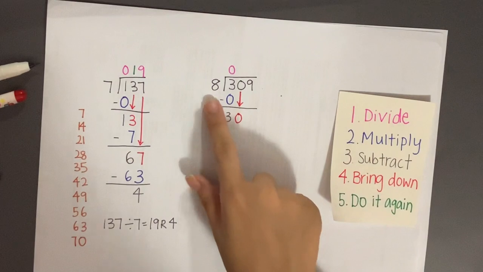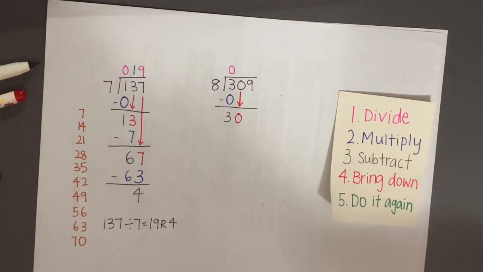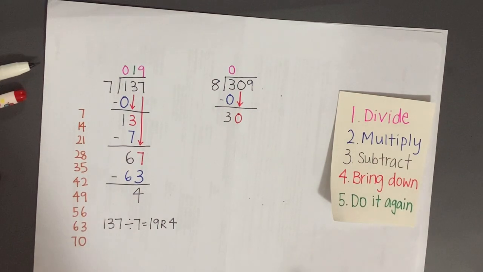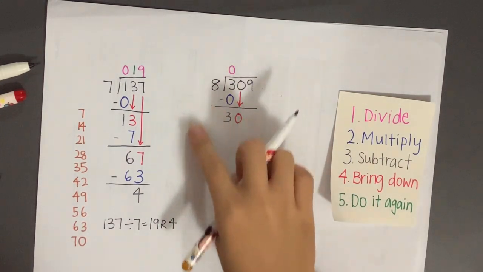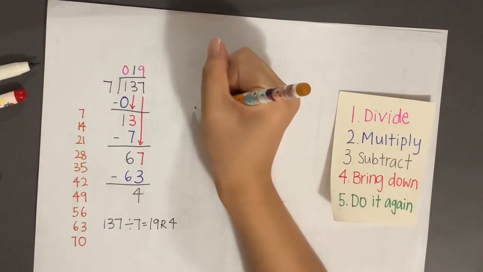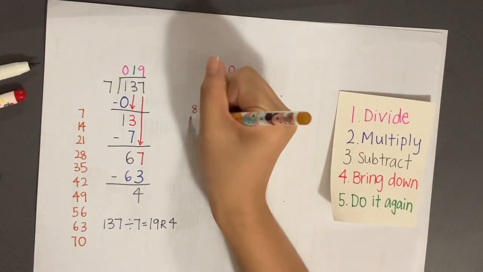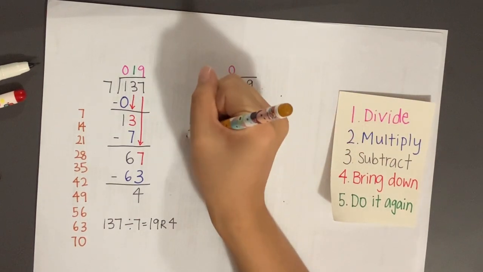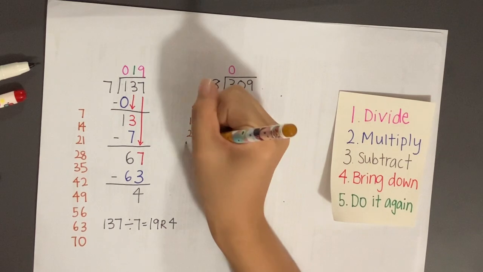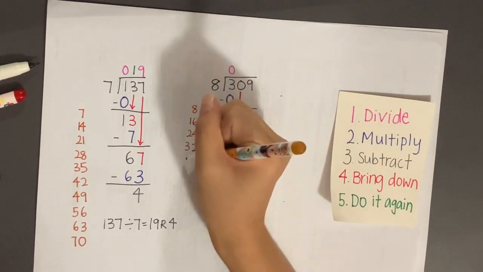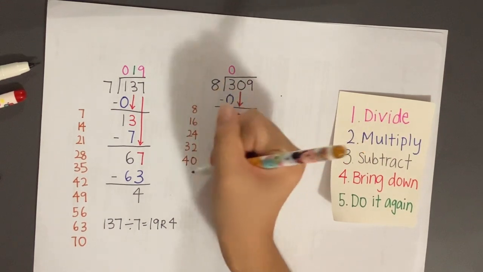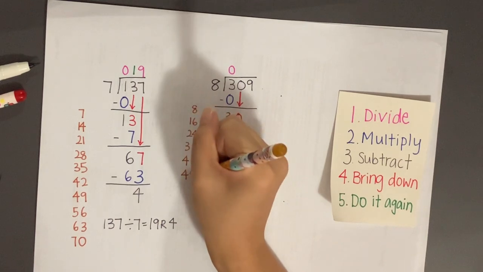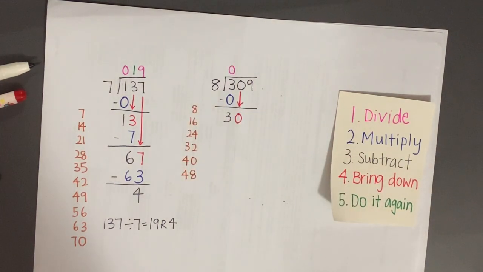Can 30 divide by 8? I'm not too sure. Let's list the multiplication tables of 8. 8, 16, 24, 32, 40, 48. Okay, I think these are enough numbers for now.